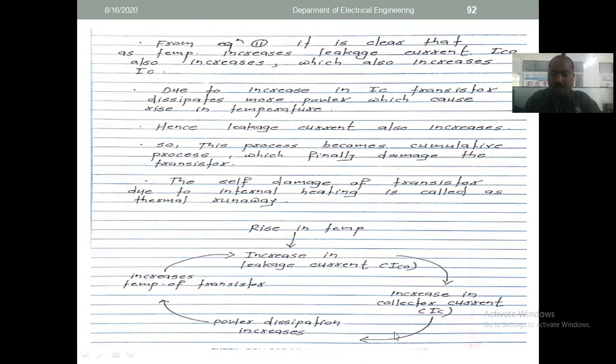Due to the increase in collector current, the current flowing through the device increases, that is through the collector base junction. Why the collector base junction? Because we apply the current to the base and the output comes at the collector. So the collector base junction power increases. The power coming through or dissipated from the collector base junction increases, so the power dissipation in that area also increases.